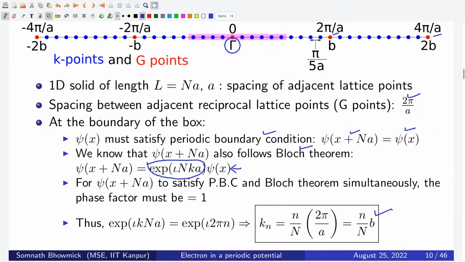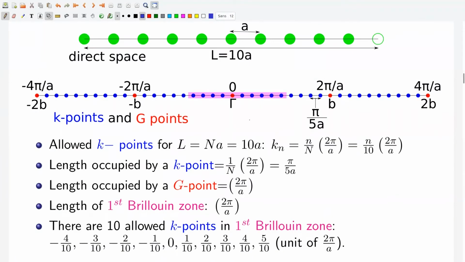Allowed values of k are n/N times 2π/a, where capital N is the number of lattice points and small n is some integer. Allowed k values are shown by blue dots in this diagram. Thus, for a solid of length equal to 10a, allowed k points are n/10 times 2π/a. Distance between two adjacent allowed k points, which is the same as the length occupied by a k point, is equal to π/5a.